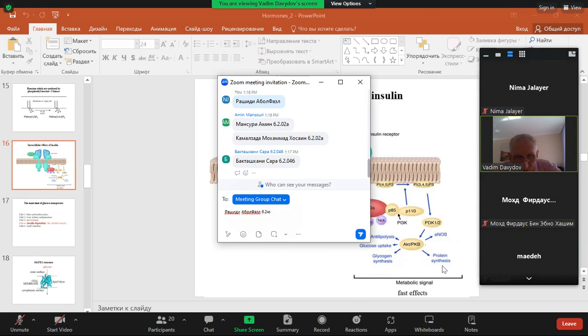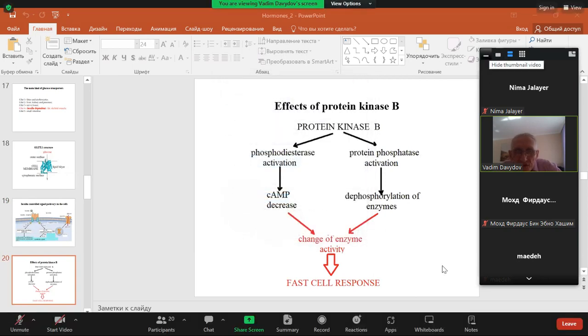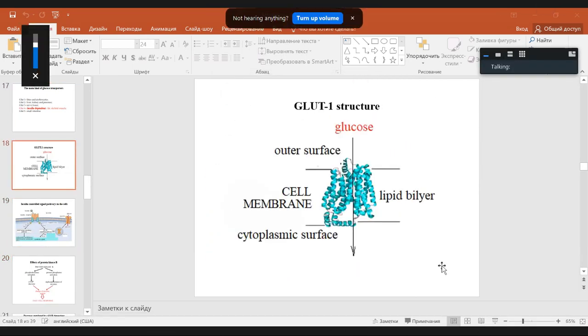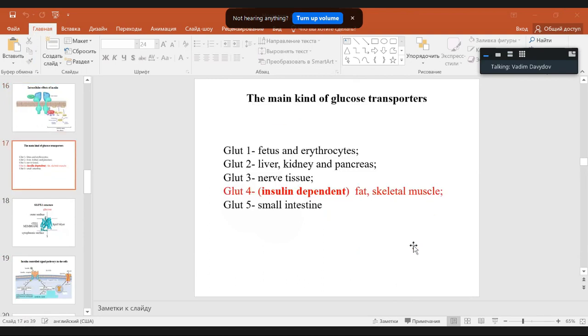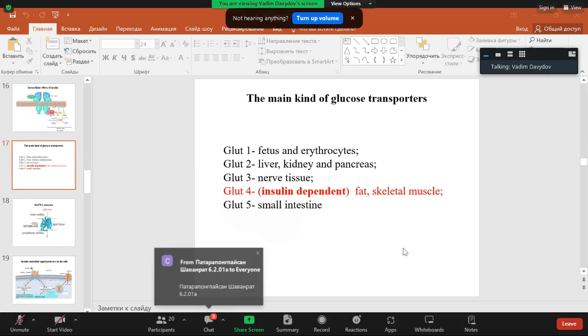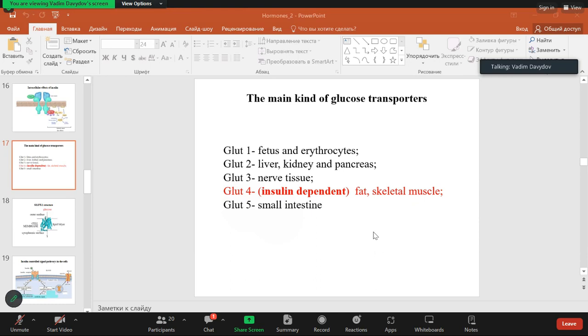may be enzymes such as protein phosphatase, and the phosphodiesterase that catalyzes cyclic AMP breakdown, phosphodiesterase of cyclic AMP. And as a substrate of that enzyme may be used a special kind of glucose transporter. My dear colleagues, please note, a substrate of protein kinase B is glucose transporter 4, and glucose transporter 4 is the insulin-dependent glucose transporter.